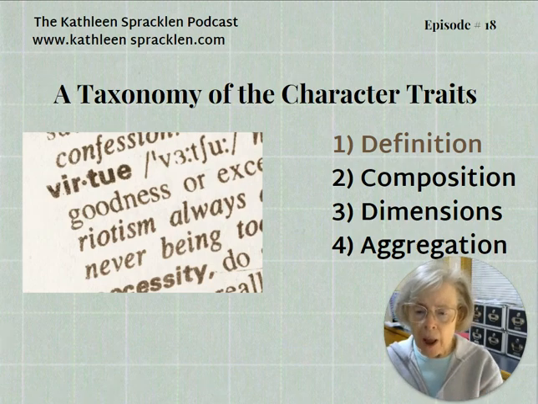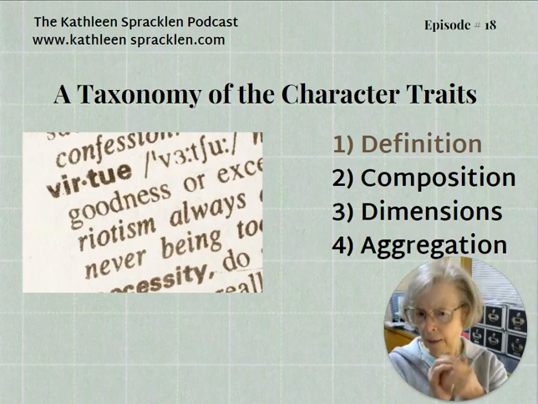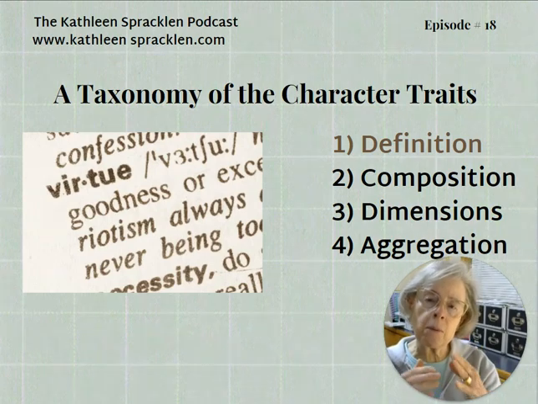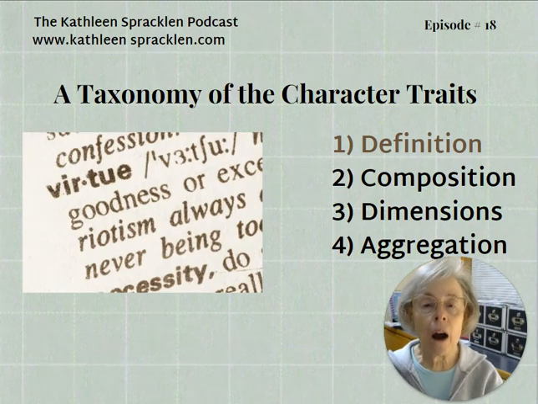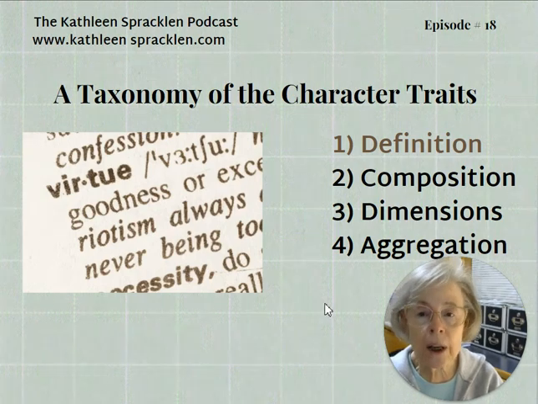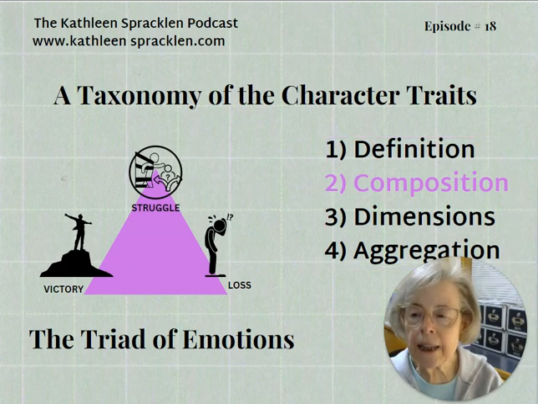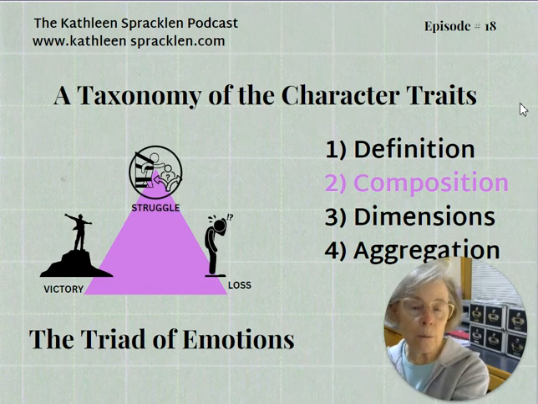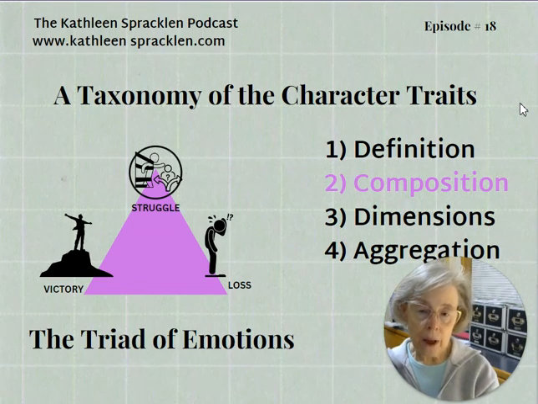So, are virtues atomic things in that they are indivisible, or are virtues made up of smaller components? I assert that virtues are made up of smaller components, and in fact, a virtue consists of three components. A virtue consists of three elements, three different emotions. I call it the triad of emotions.